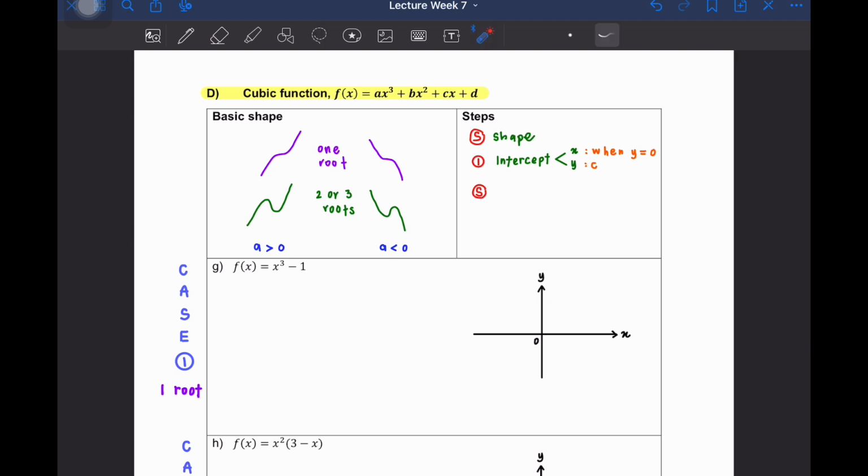We know that for X-intercept, it is when Y is equal to 0. You just substitute Y equal to 0 or f(x) equal to 0. And for Y-intercept, you can directly get it from this one. Oh, it's not C, it's supposed to be D, the constant behind here. And then for the last S, it stands for sketch.